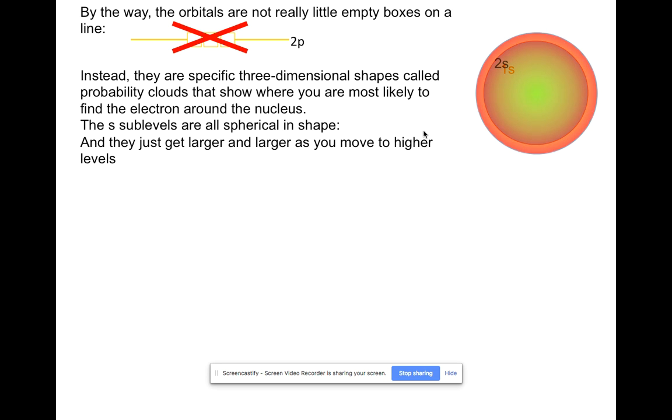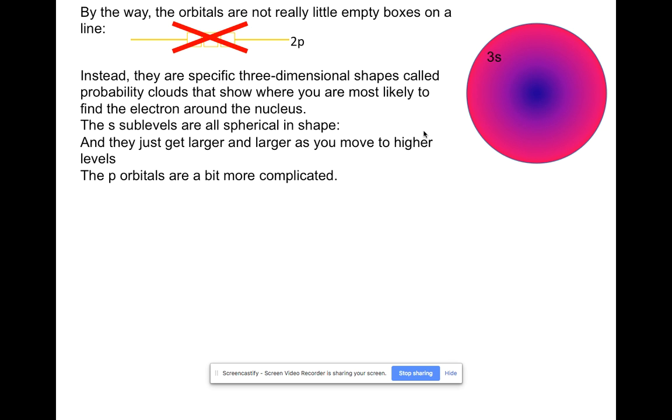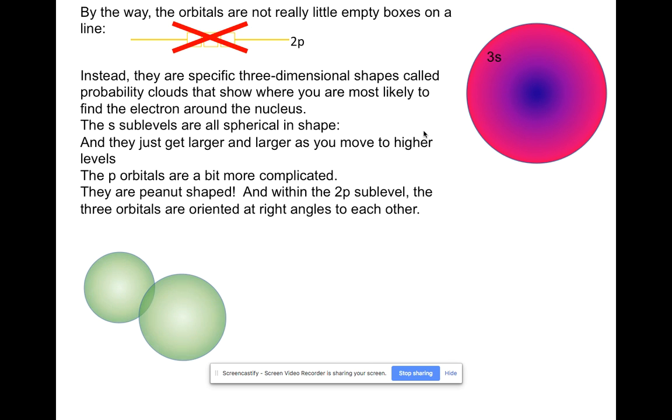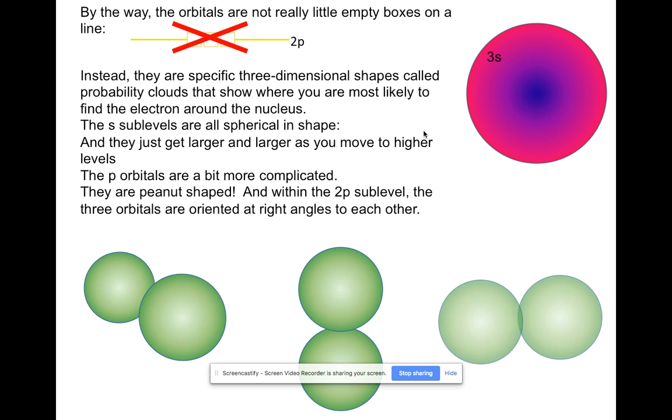That S subshell is spherical in shape, just like the first one. It's just a little bit further away from the nucleus on average, and then the third one's a little further than that, and they just get further and further away. The P subshell is the second one we'll talk about, and that's a little more complicated because each orbital isn't just a sphere, it's a 2-lobed shape that would lie along either the x, y, or z axes of a Cartesian coordinate system.